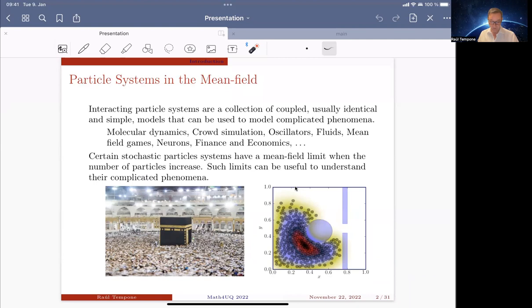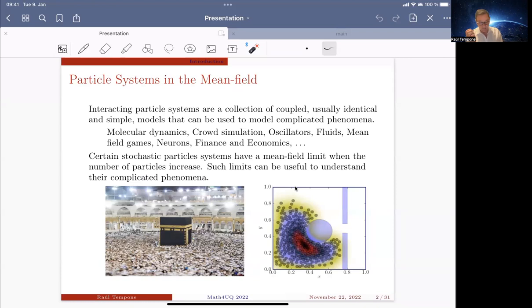All right, so certain stochastic particle systems have mean field limits, and we're going to specifically be talking about this today, when the number of particles increases. Essentially, when you have too many things around you, you start seeing the density of the things around you and not each of these other interacting particles in particular. Such limits can be useful to understand complicated phenomena, because instead of, for example, looking at 1 million particles, you may trace some density that describes their state in both position and velocity.